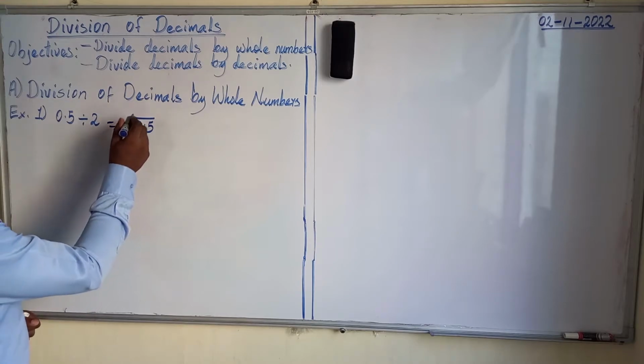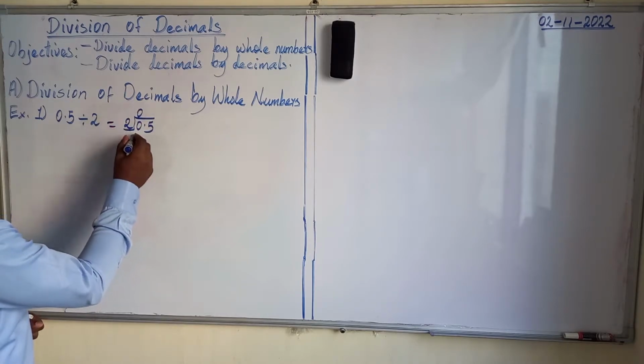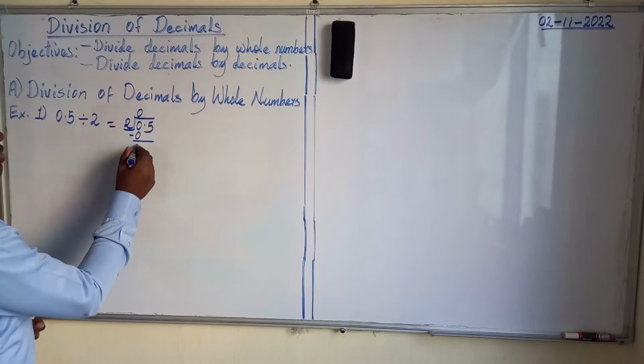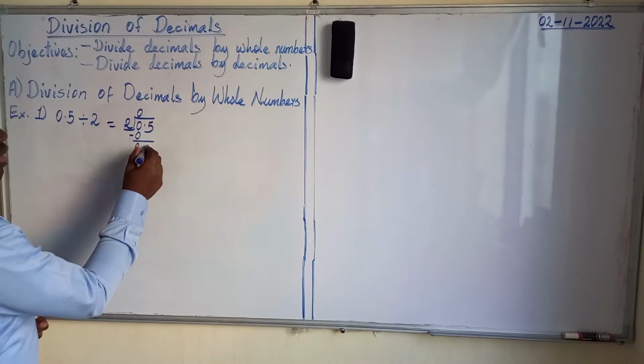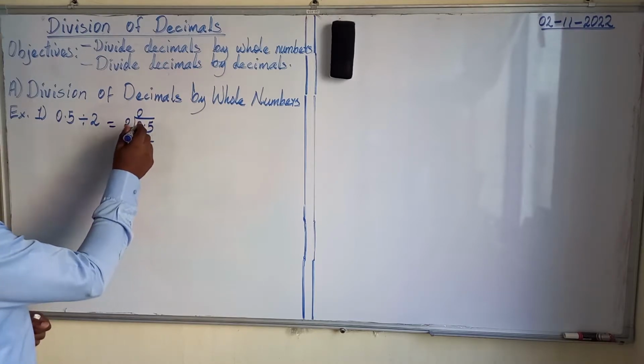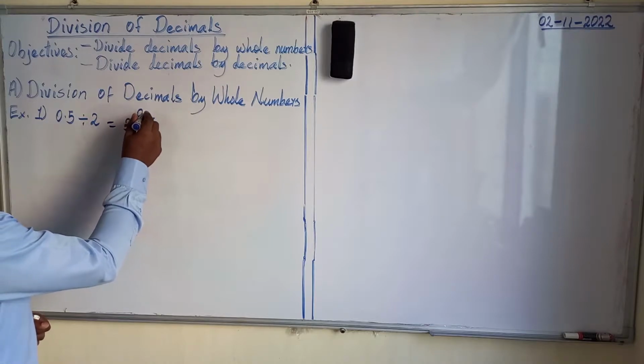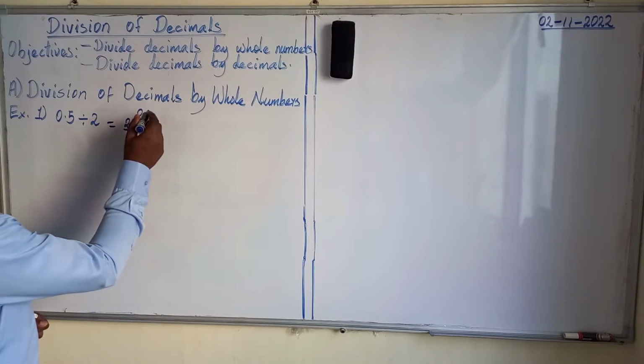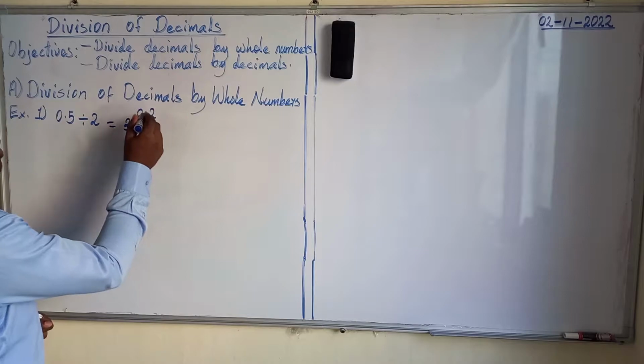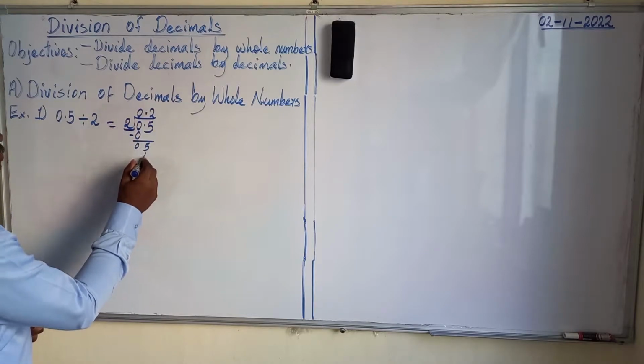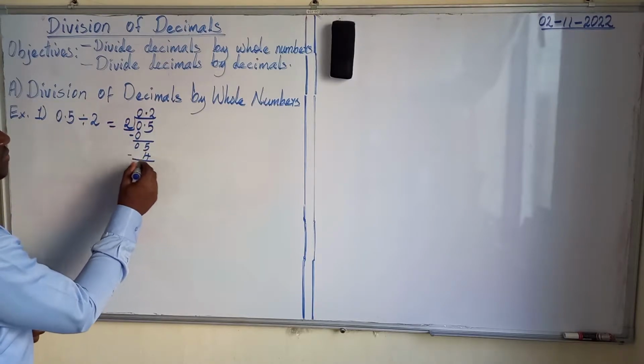0 divided by 2 is 0. 0 times 2 is 0. If you subtract, you have 0. You bring down 5. Here you neglect the 0, but you fix it above. 5 divided by 2 is going to give 2 times, and 2 times 2 is 4. And if you subtract here, the difference is 1.